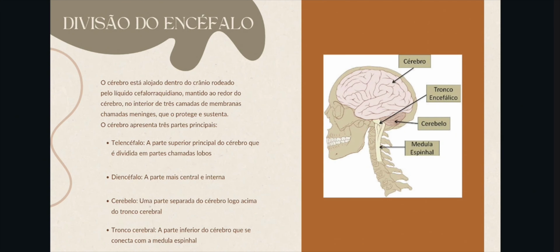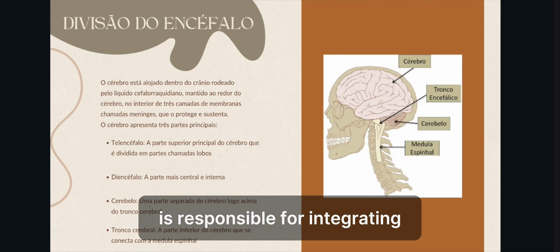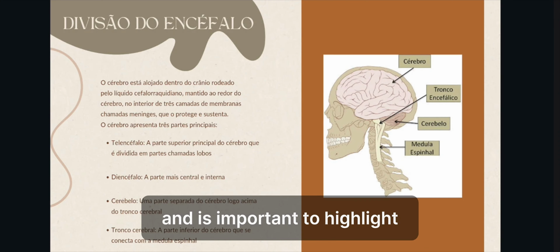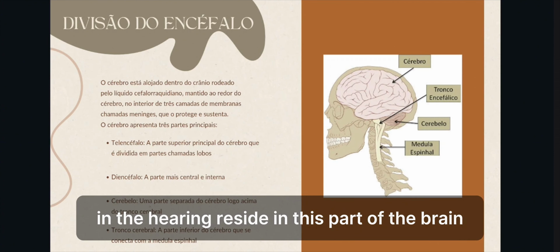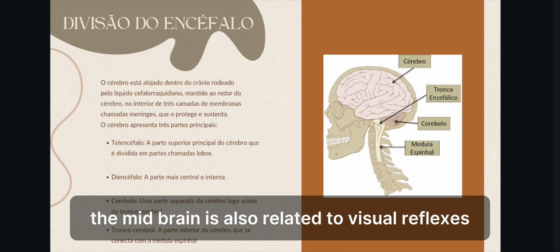Lastly, the brainstem, which encompasses the midbrain, is responsible for integrating different types of sensory information, and it is important to highlight that the sensory axons involved in hearing reside in this part of the brain or pass through it. The midbrain is also related to visual reflexes.